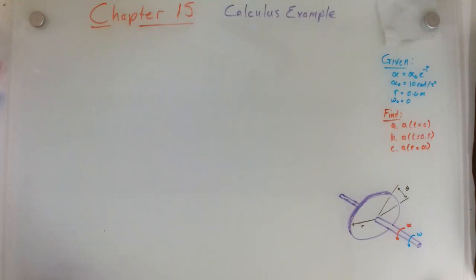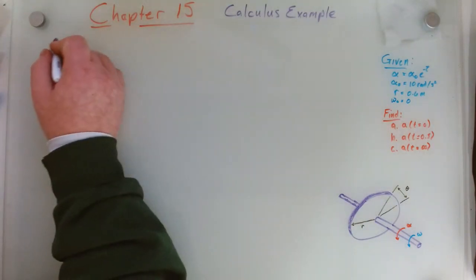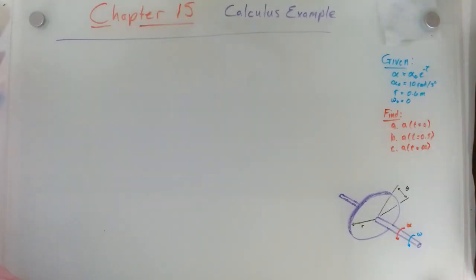It is a 600 millimeter wheel, the radius anyways, 600 millimeters, and they want us to find the total acceleration, so that is the normal and tangential, so a, not alpha but a, at t equals 0, at t equals 0.5, and at t equals infinity. So let's get to it. Let's make a little line there. Keep us organized.